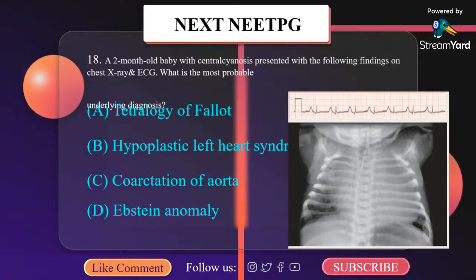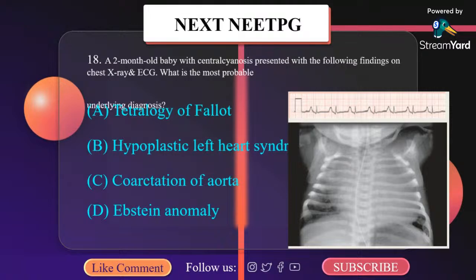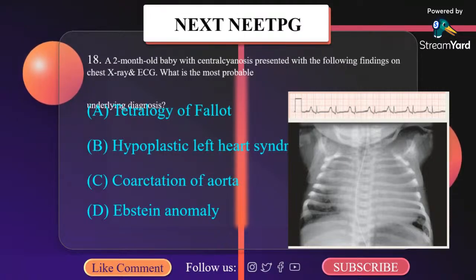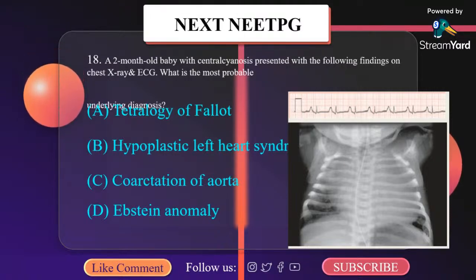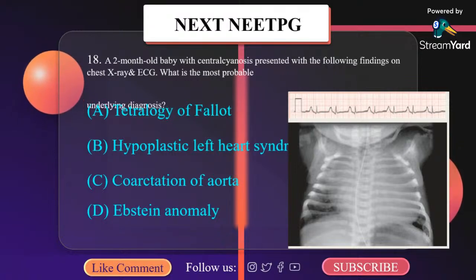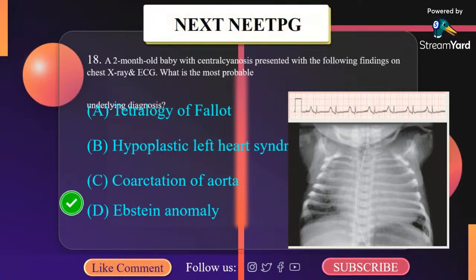A. Tetralogy of Fallot. B. Hypoplastic left heart syndrome. C. Coarctation of aorta. D. Ebstein anomaly. It is the Ebstein anomaly, box-shaped heart and Himalayan P waves. It is seen in Ebstein anomaly.